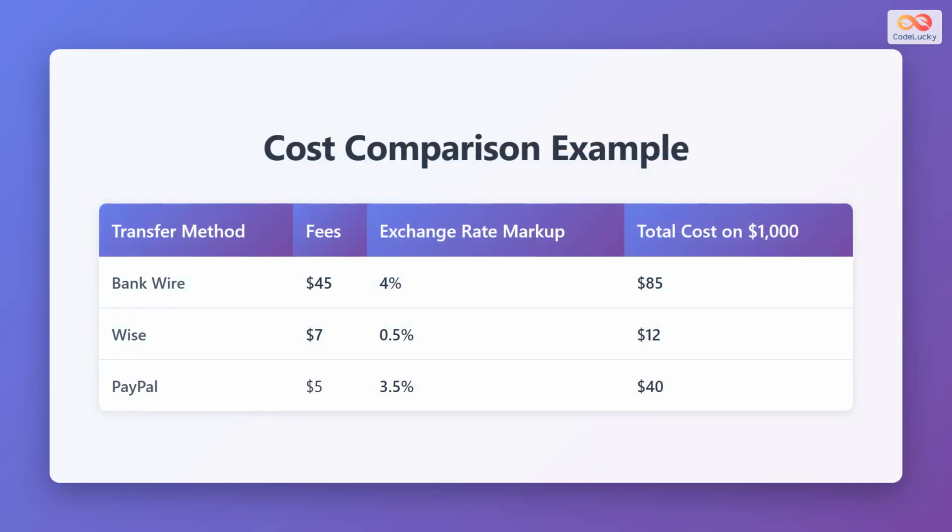Let's compare the real costs using a practical example of sending $1,000 internationally. A traditional bank wire transfer might charge $45 in fees, but the 4% exchange rate markup adds another $40, bringing the total cost to $85. Using Wise, you'd pay approximately $7 in fees with only a 0.5% exchange rate markup, totaling just $12 in costs. PayPal charges a $5 fee, but adds a substantial 3.5% exchange rate markup, resulting in a $40 total cost.